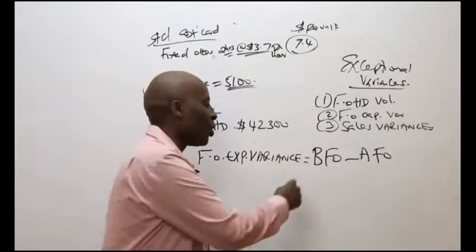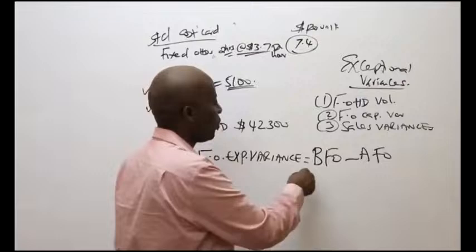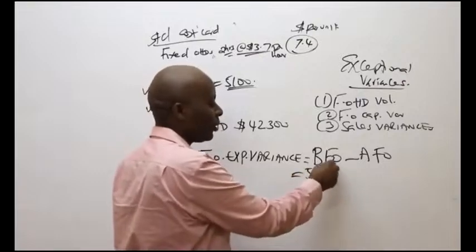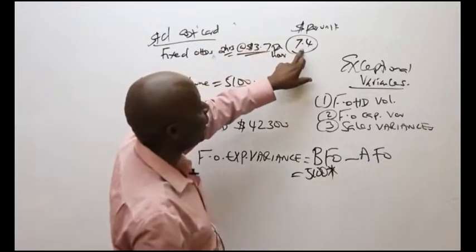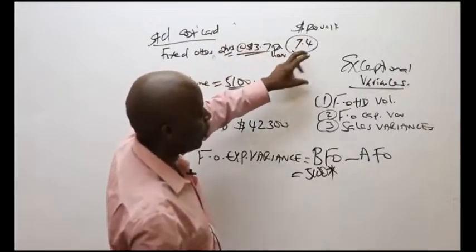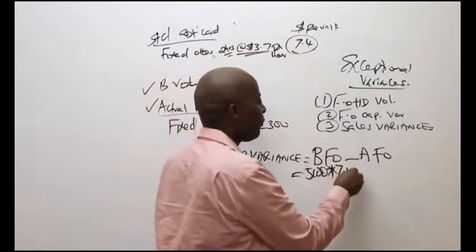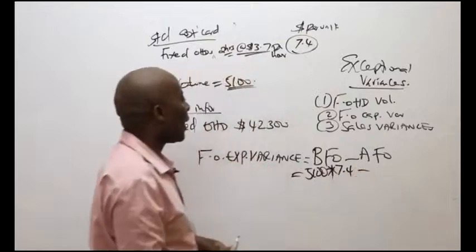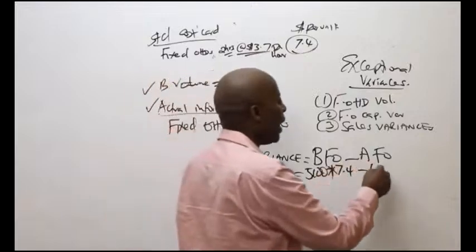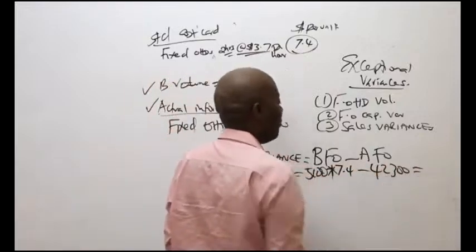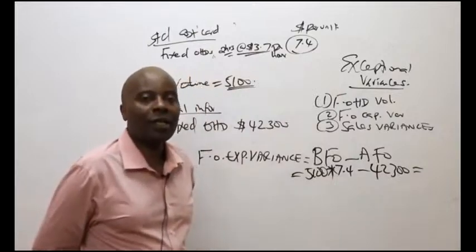So please go to your budget. My budget, I'm budgeting to produce 5,100 units. And in terms of the standard costing, I know that each unit is 7.4. So to get the total budgeted fixed overheads, I'll take 5,000 times 7.4 minus the actual fixed overheads. Actual fixed overheads are 42,300. So will you kindly give me this answer? Can you give me this answer?